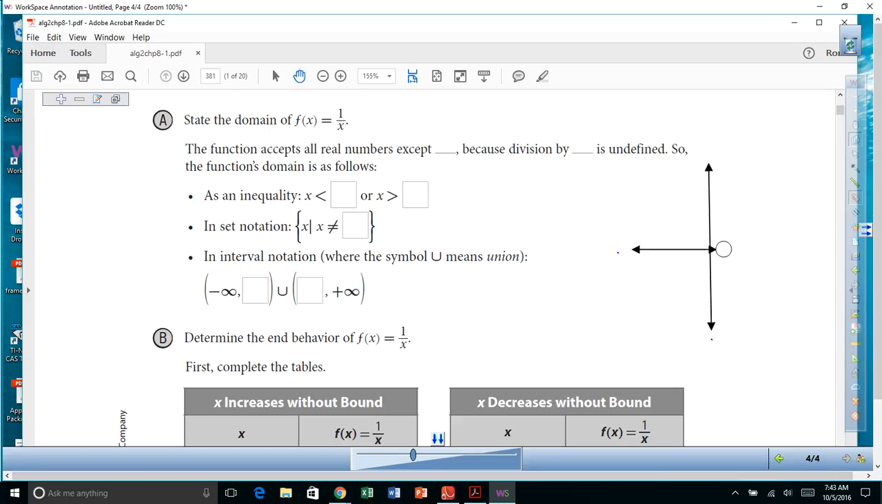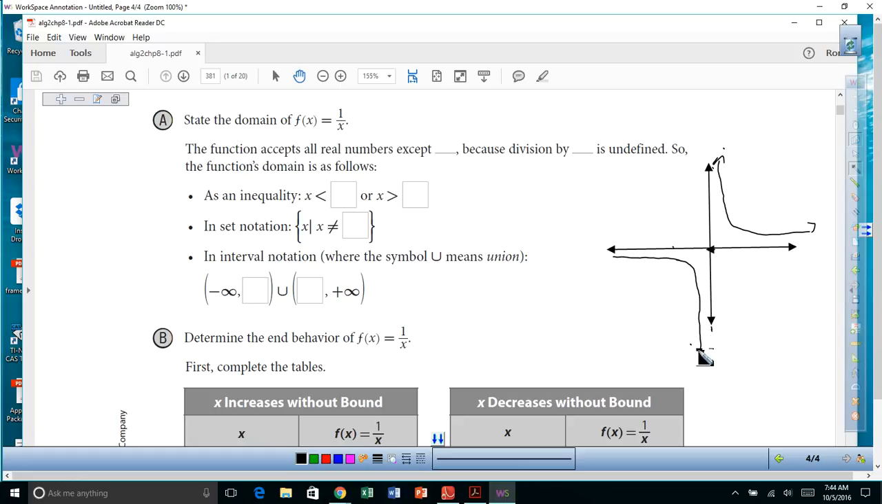Let's see if we can draw that a little bit better. Okay. And then the graph will look something like this right here. It'll look something similar to that. So it's going to look something like this right here.